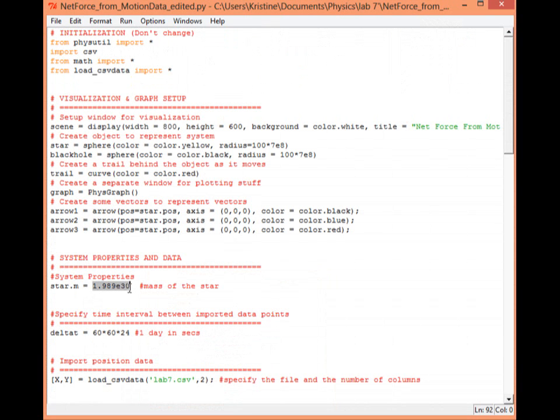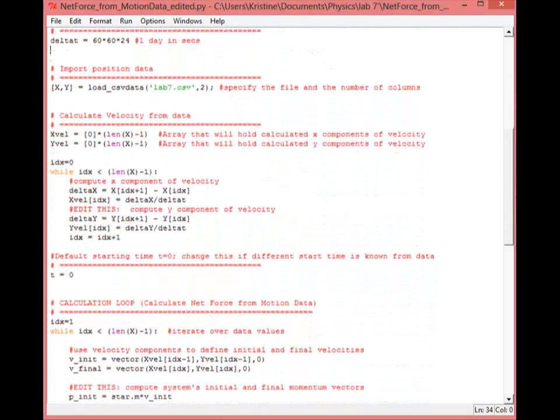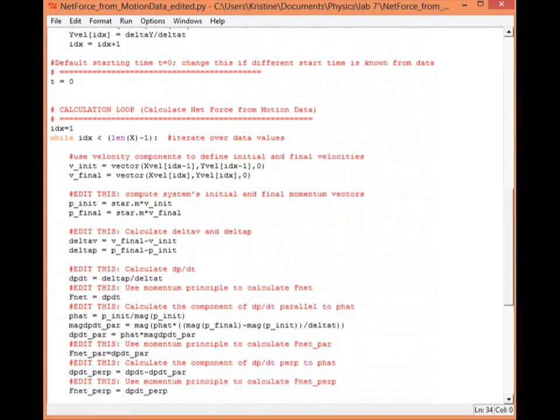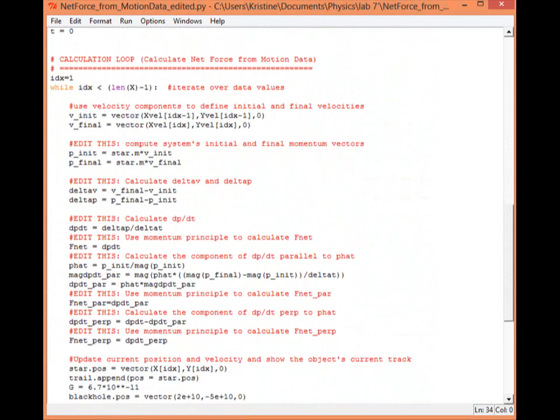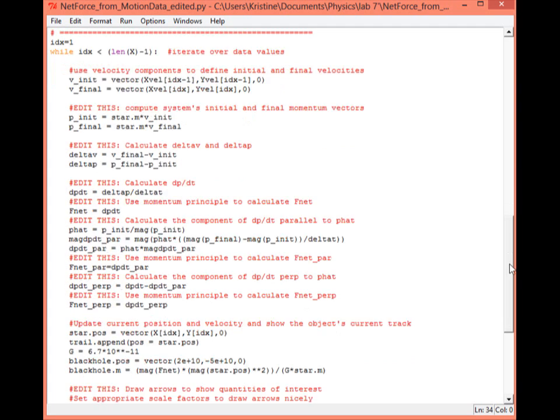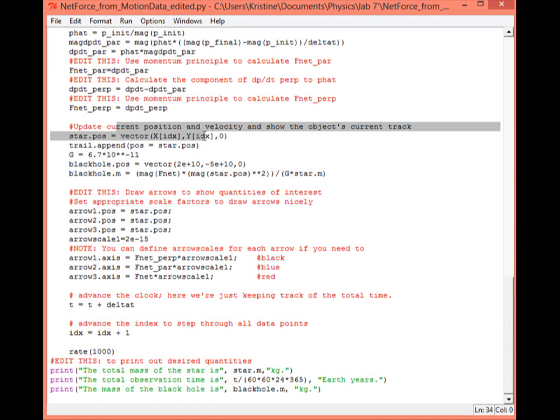The mass of the star is 1.989 times 10 to the 30th. Delta T is 60 times 60 times 24, or 86,400 seconds. The program called for the data from WebAssign. The code required the determination of the initial and final momentum vectors, the change in velocity and momentum, the net force, the parallel and perpendicular components of the net force, along with the parallel and perpendicular components of dp dt. It was then necessary to update the position and velocity and determine the path of the object.